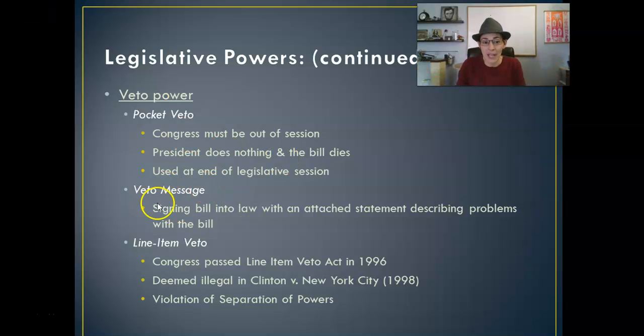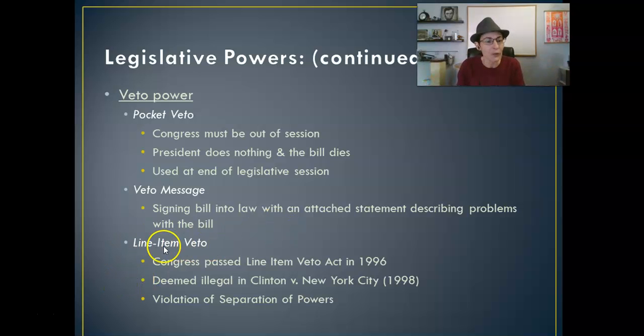He can also attach a veto message. He can sign the bill into law, but he attaches a statement that says, this is why I don't like it. I'm signing it into law because the pros outweigh the cons, but the cons are bad, and people should be aware that I do not approve of this. So he can attach a veto message.